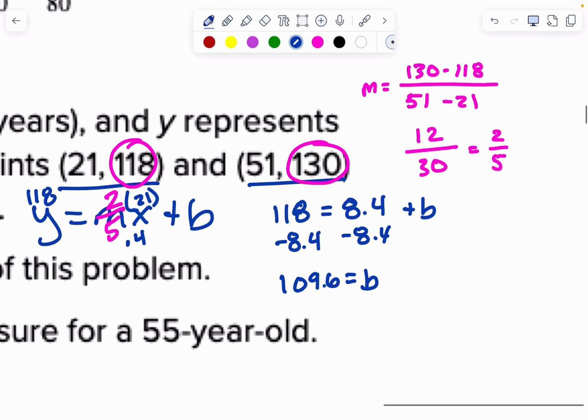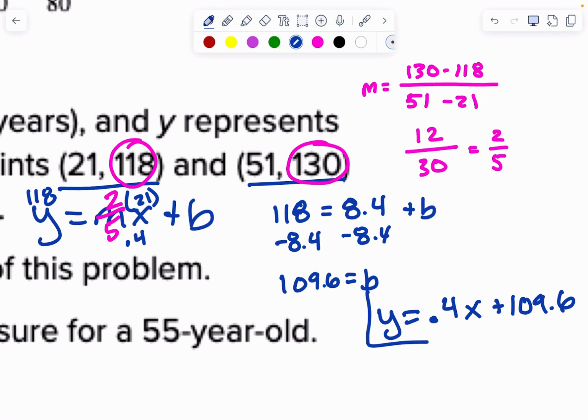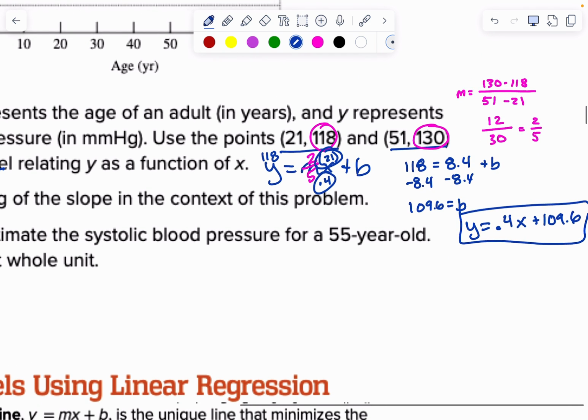So your b value is going to be 109.6, right? So final answer, y equals 2/5x plus 109.6. I'm going to just go ahead and put everything in decimals. Do you see where I got that? I did the 0.4 times 21. That was 8.4. Subtracted over. That's 109.6. And I just put everything in decimal form.